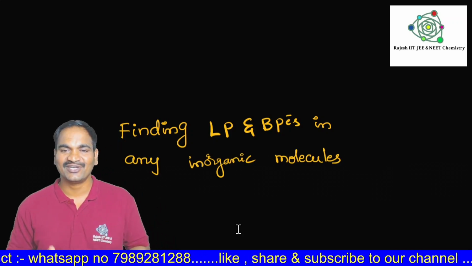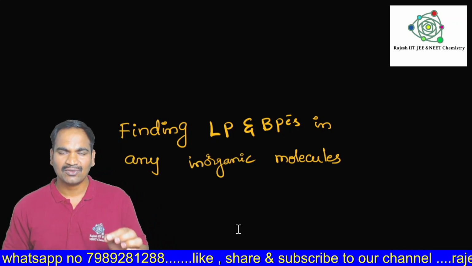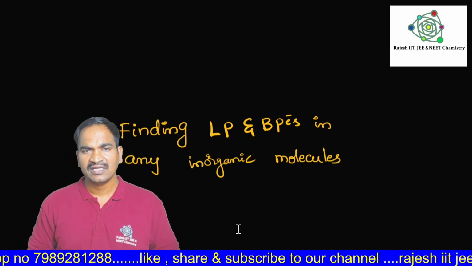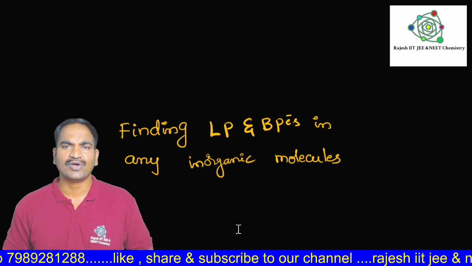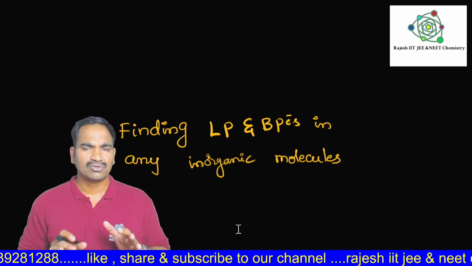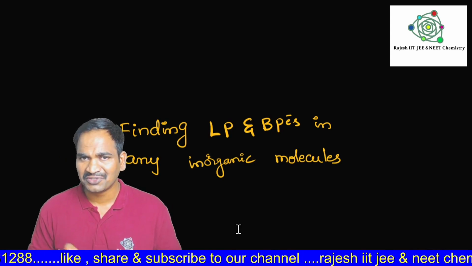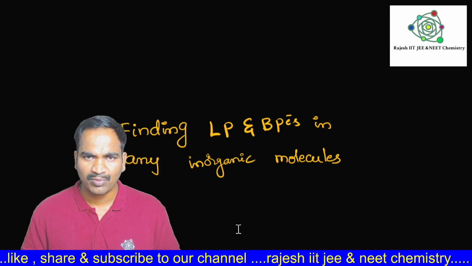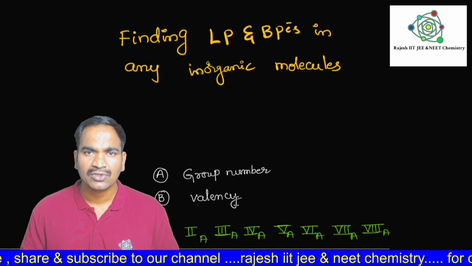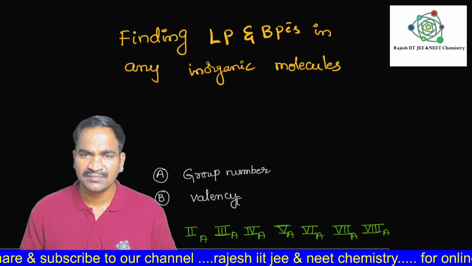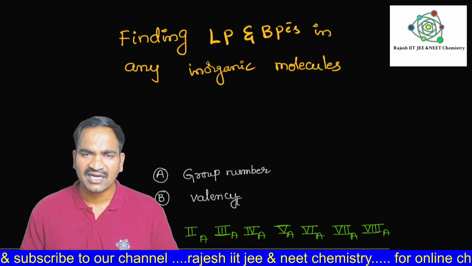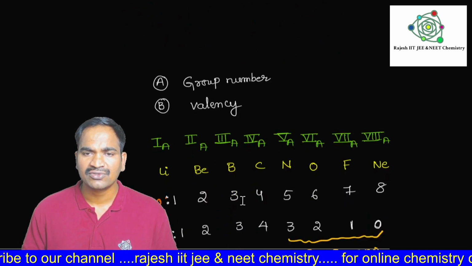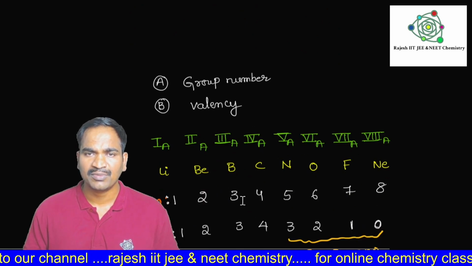Hello students, today we are going to focus on how to find out lone pairs and bond pairs of electrons in any inorganic molecules or ions. To find lone pairs and bond pairs, you need clarity on 2 points. What are those? The group number of the central atom and the bonded atom's valency.